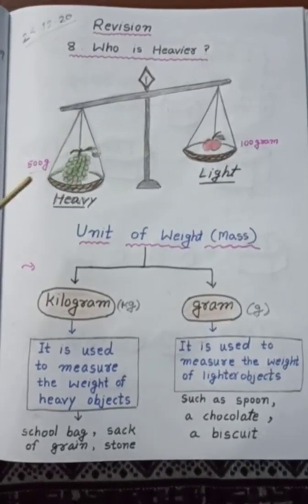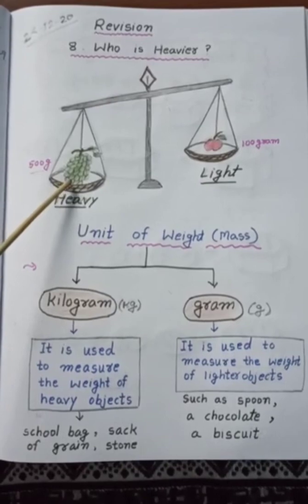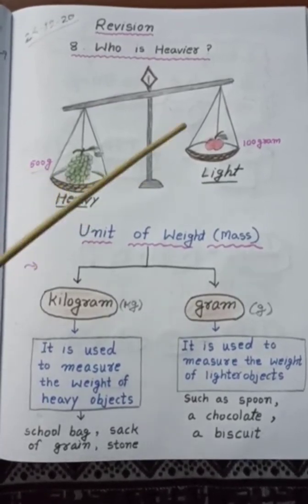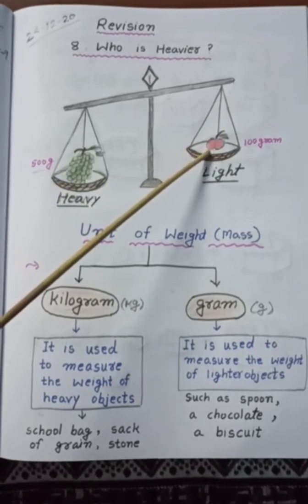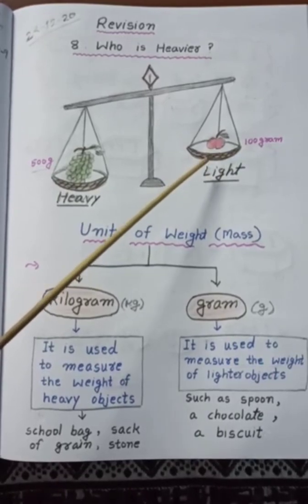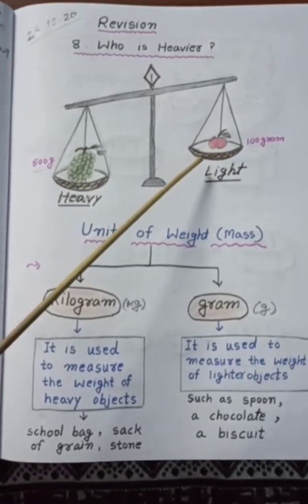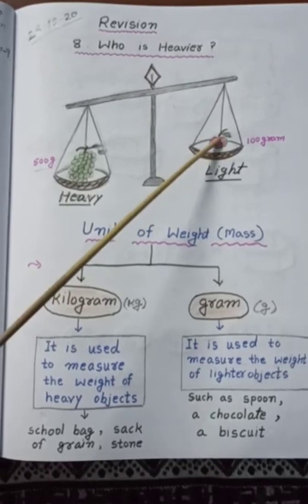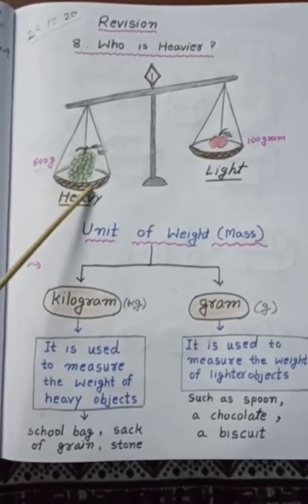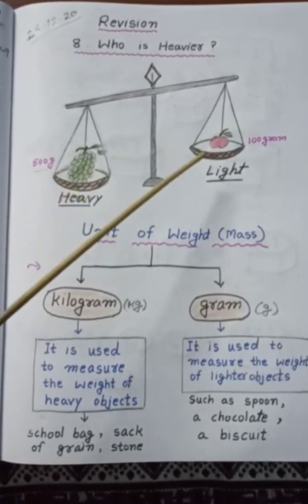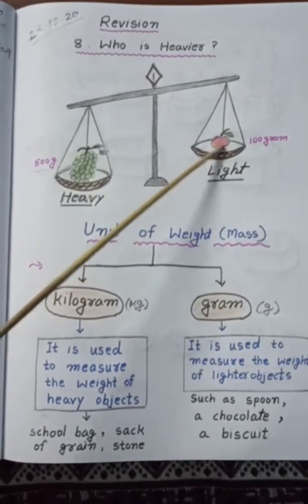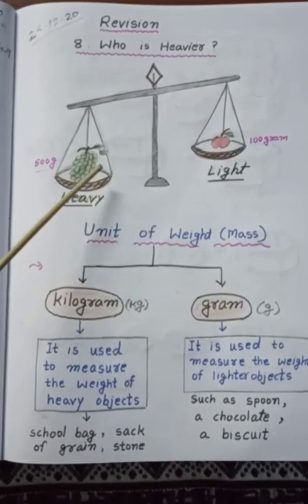So children, here you can easily see 500 grams of grapes kept. And here is kept an apple whose weight is 100 grams. So easily you can see which fruit is light. So apple is lighter than grapes, or we can say grapes are heavier than apple. Okay, so only this thing we have to learn in this chapter.